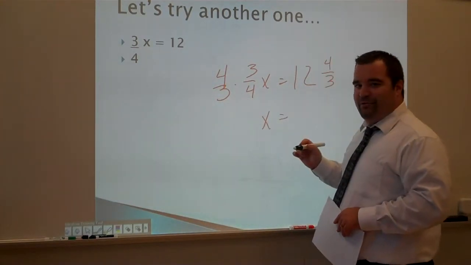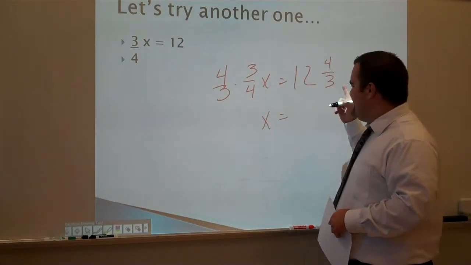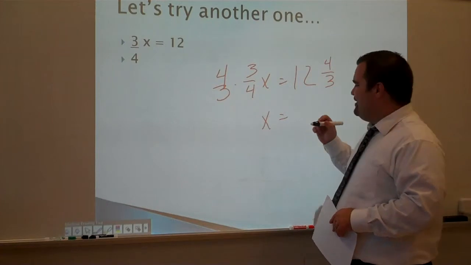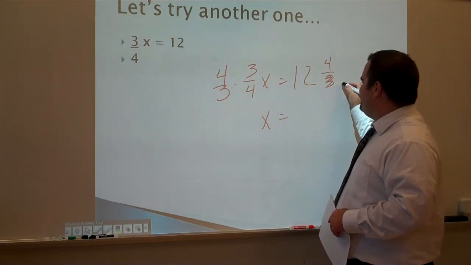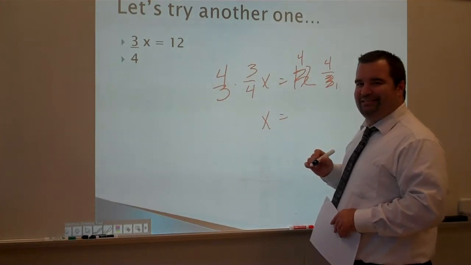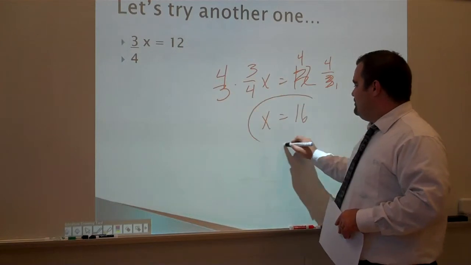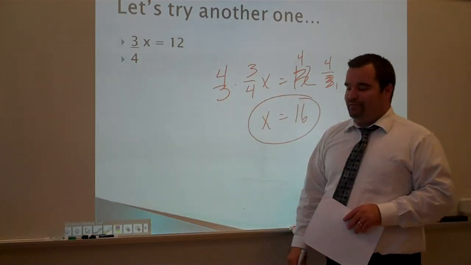Now again, I'm going to do a little bit of a cheat here. If I didn't, I'd have to do 12 times 4, which is 48, divided by 3. I don't want to do that. I know that 3 is a factor, and it goes into 12 four times. 4 times 4 is 16, divided by 1. X equals 16.